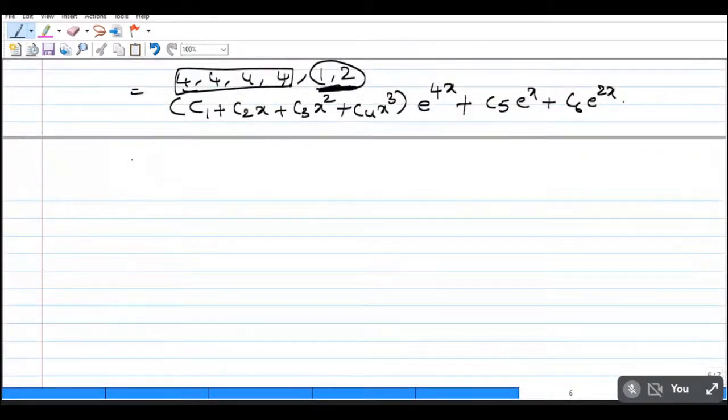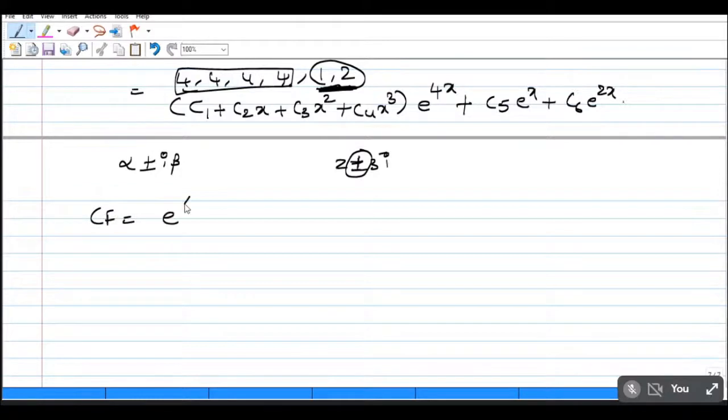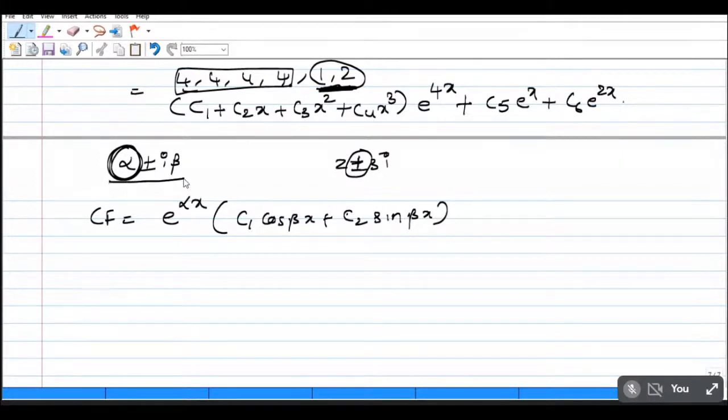Now suppose my roots are complex roots, alpha plus or minus i beta, for example 2 plus or minus 3i. This is for both plus or minus. Don't write plus and minus differently. If my roots are alpha plus or minus i beta, a distinct root, not a repeated root, then the corresponding part of the complementary function is e power alpha x, the real part, into c1 cos beta x plus c2 sin beta x, where beta is the imaginary part.